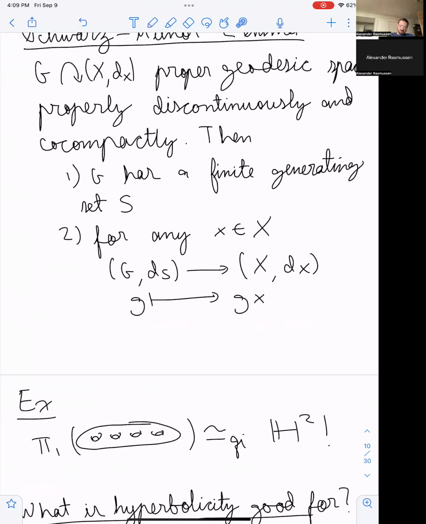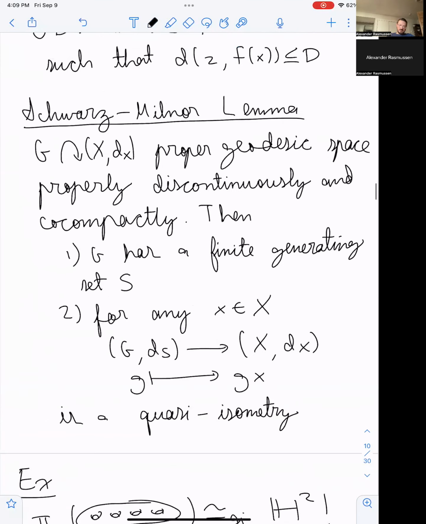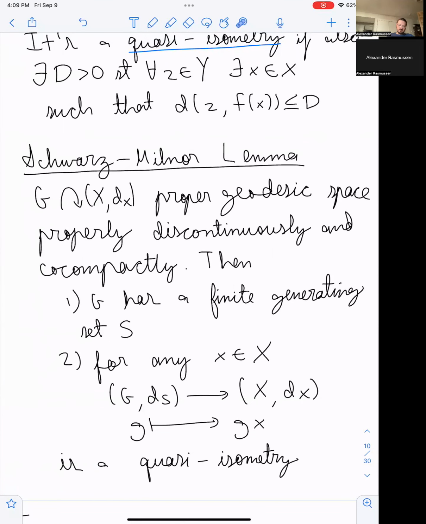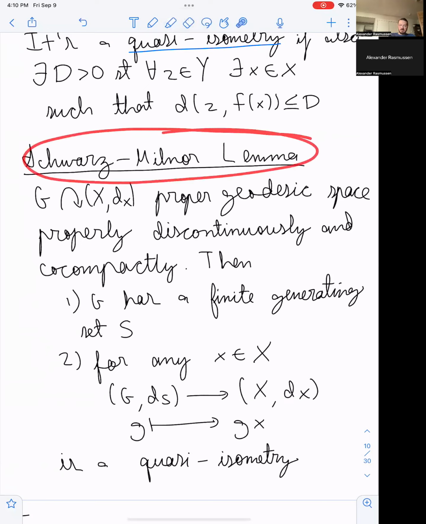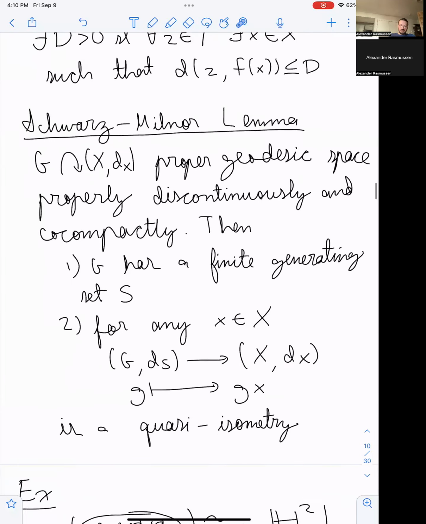So there's a natural map from G to X called the orbit map, where we just fix a base point in X and we send G to G times X. So this map is a quasi-isometry. So word metrics only depend on the generating set, finite generating set, up to quasi-isometry. And this lemma allows us to reduce our word metric to a different nicer space.